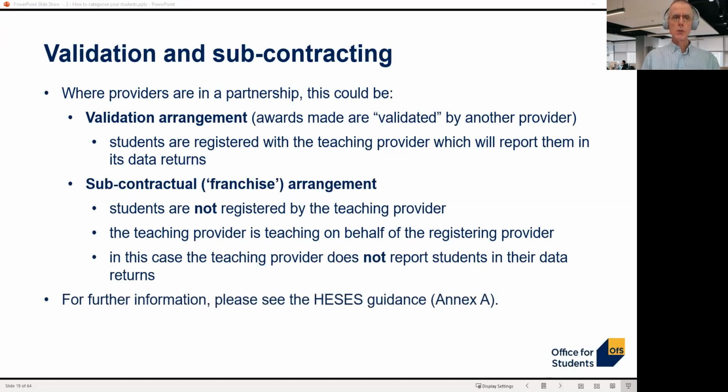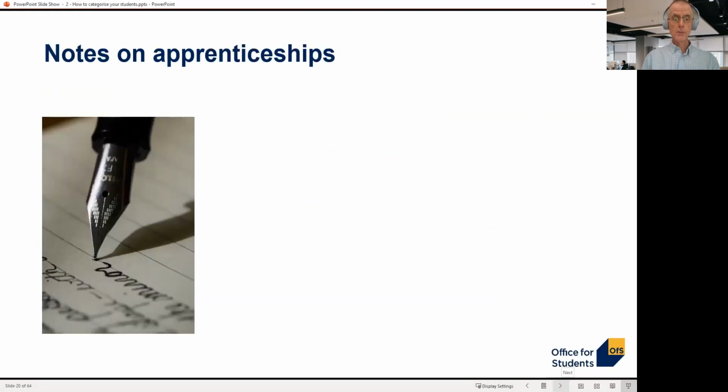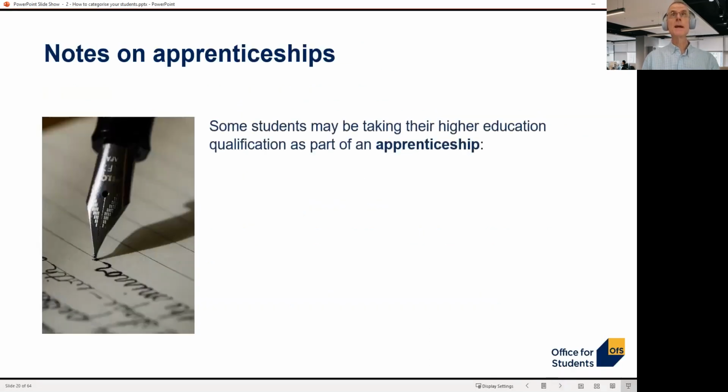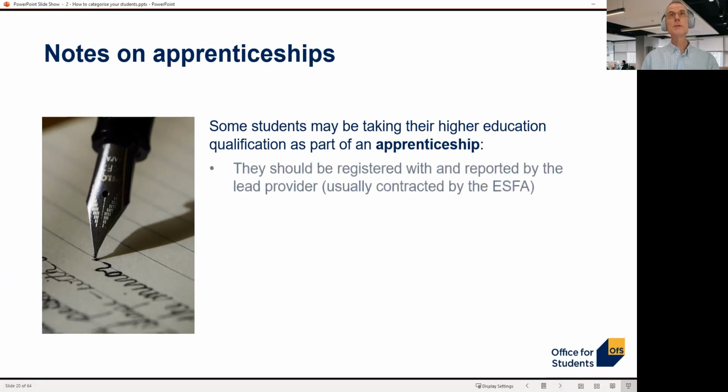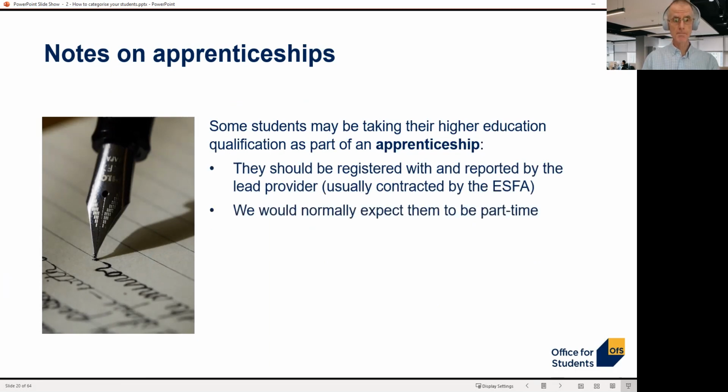Okay, so whilst talking about registration, we can take the chance to make a few points about apprenticeships, because some students may be taking their higher education qualification as part of an apprenticeship. They should be registered with and reported by the lead provider. That's the one usually contracted by the ESFA, and we would normally expect them to be part-time. Although occasionally there are exceptions to this.